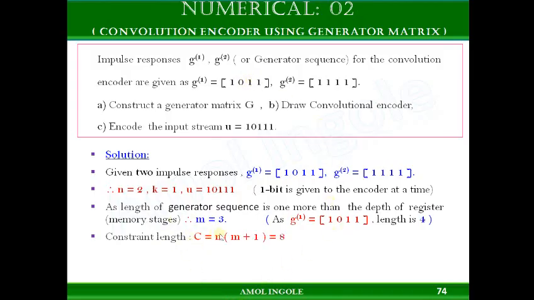The constraint length can be obtained using this equation, C is equal to n into (m plus 1), and that will be equal to 8. The constraint length actually tells you the number of output bits every input bit is influencing. The given encoder is a (2,1,3) encoder. It is (n,k,m).